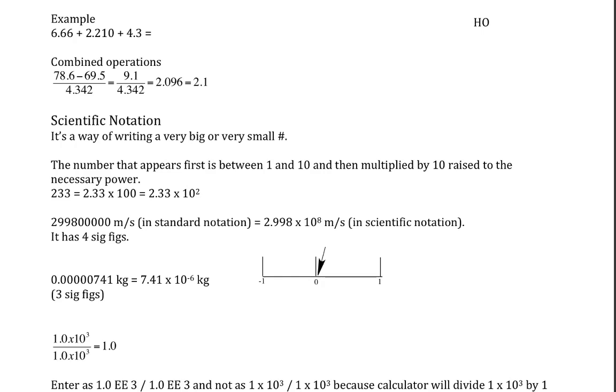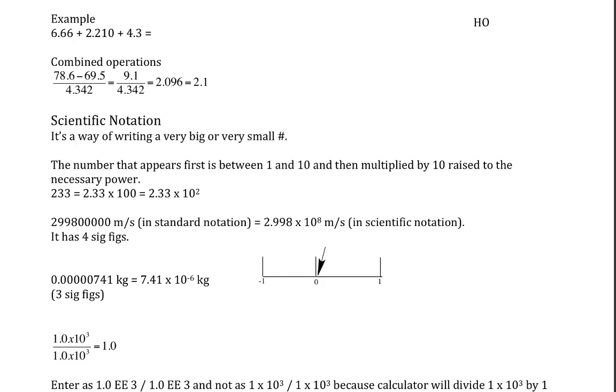Notice we went from 3 sig figs down to only 2. Well, but we've done it correctly because we are doing subtraction. With subtraction, we think about decimals. 78.6, 1 decimal, 69.5, 1 decimal. So our answer is going to have only 1 decimal. What comes on the left side of the decimal point just depends upon the difference between the 78 and the 69.